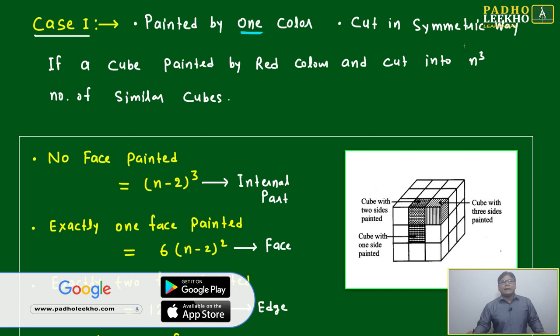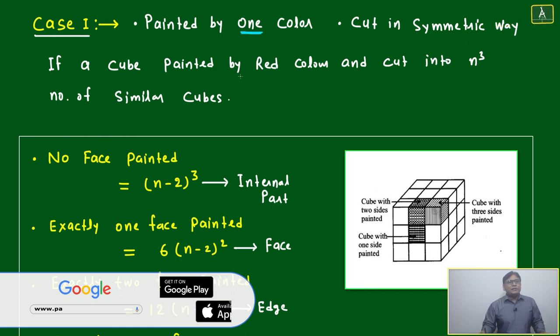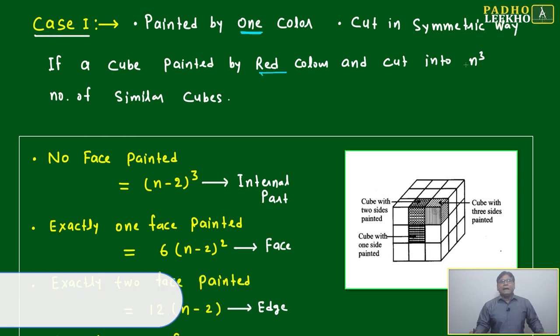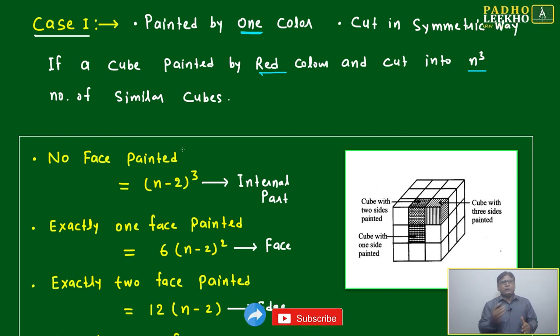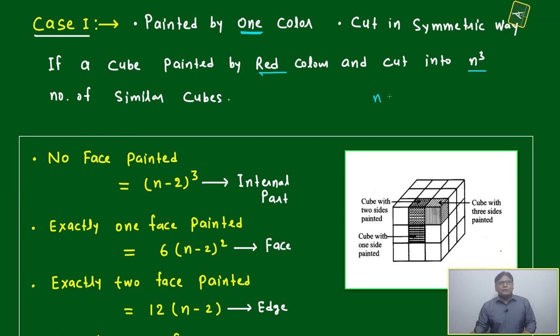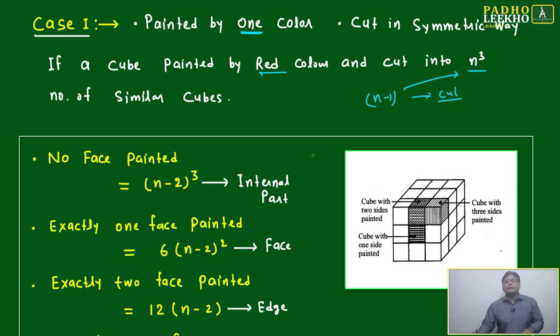Painted by one color, cut in a symmetric way. If a cube is painted red and cut into n to the power 3 number of similar cubes. Just suppose one cube is there, it is painted red completely first, and afterwards it is cut into n cubed number of smaller cubes. What we are doing: n minus 1 cuts along x, y, z, all three axes. Then we are getting n cubed, n to the power 3 cubes.